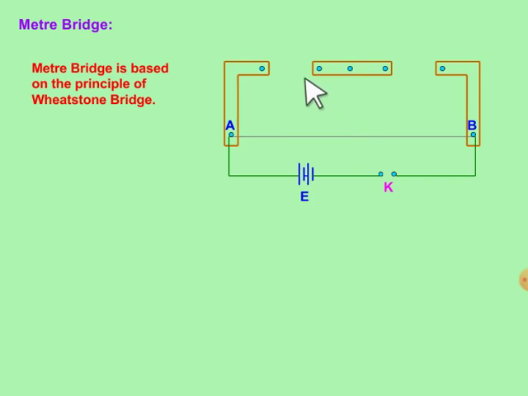Onto this left gap we put a known resistance R from a resistance box, and onto this right gap we put an unknown resistance, denoted by X. Through the middle point of R and X, we connect it through a galvanometer to a jockey, which may slide over this resistance wire. Don't press it very hard while sliding, otherwise it will change the cross-sectional area of the resistance wire.